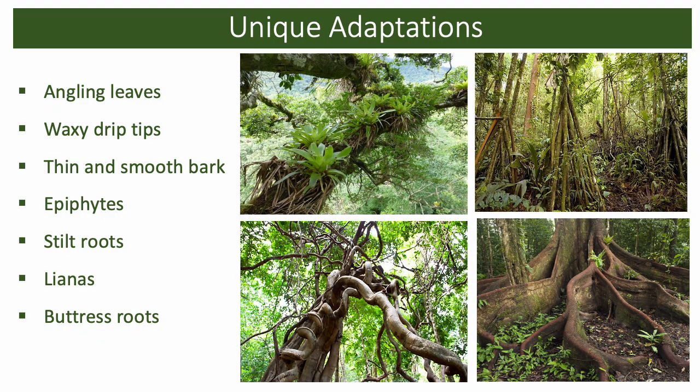Due to the dense growth of the trees, there is a fierce competition for survival in the tropical rainforest. The plants growing here have certain special adaptations which allow them to grow and survive in these habitats. Let us see some of the examples. The angling leaves are often arranged at different angles to receive enough sunlight.